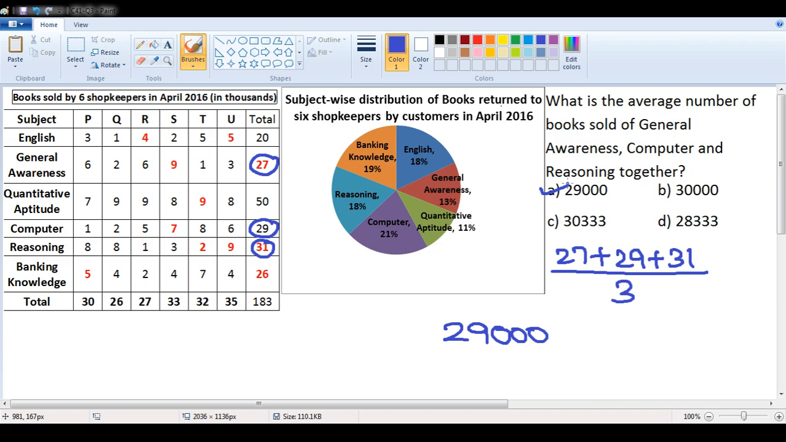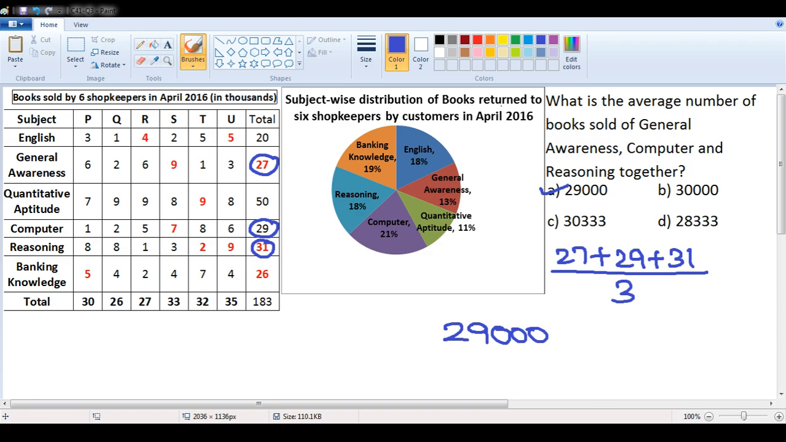How is it 28,333, Arvind? It should be 29, right? 27 plus 29 plus 31. Right now I cannot help Rishikesh because these are things, the values or the tables, which I worked on before itself. So right now I cannot help with that.